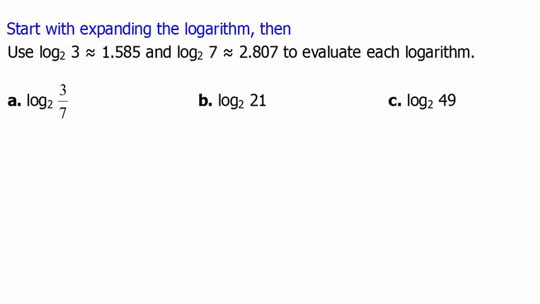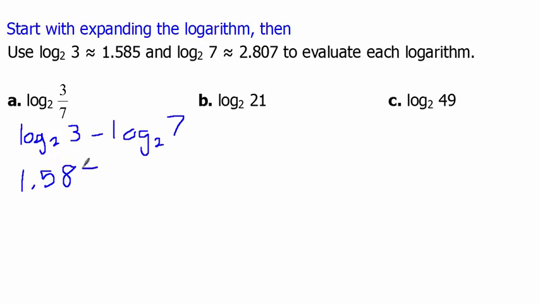Now the next thing that we can do: the calculator does not have a button to give me the base of different logs. It only has log base 10 and natural log. So what we're going to do is split this up. So I see that this can be the log base 2 of 3 minus log base 2 of 7. And we have the values of each of those things. So this one ends up 1.585. And I'm going to subtract 2.807. And then I just number crunch it.